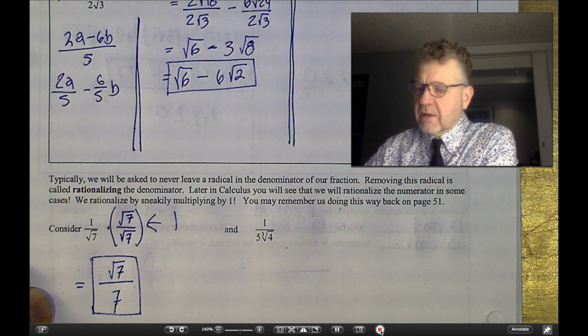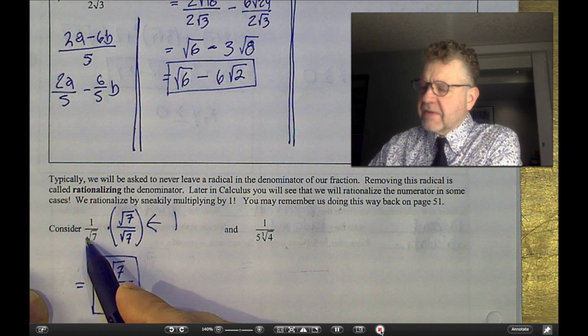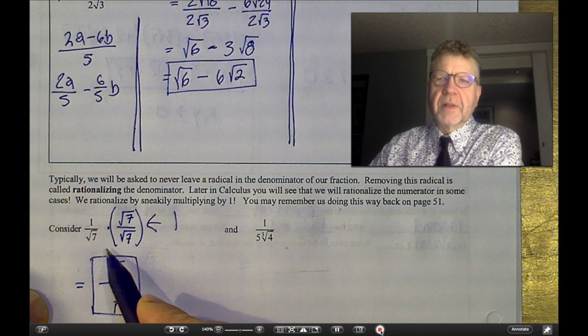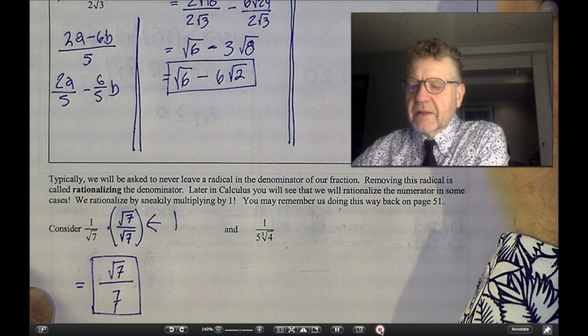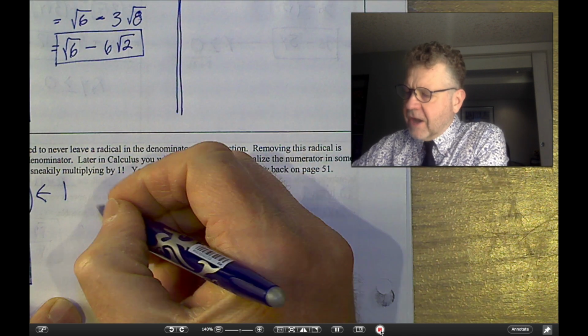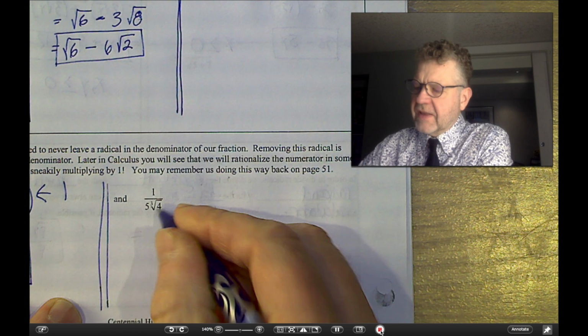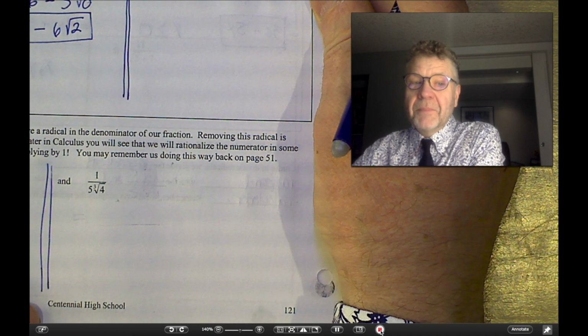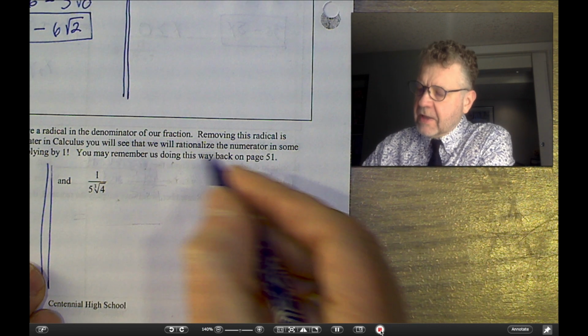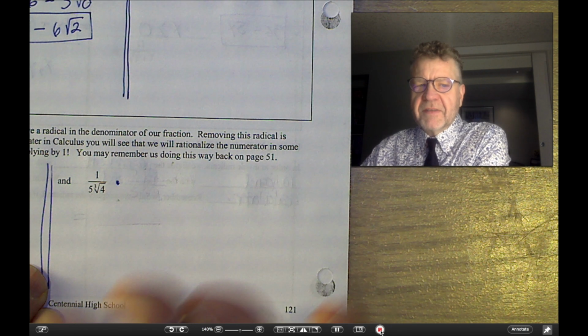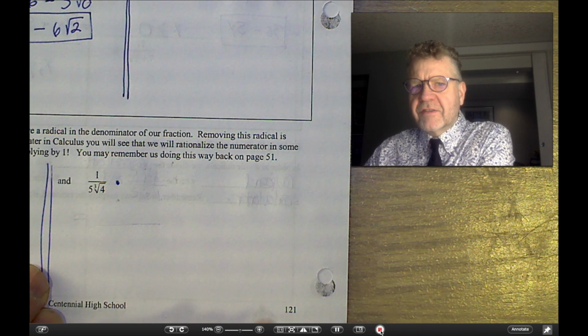All right? So, this was a square root, so all we have to do is multiply it by itself once. Well, what if it's not a square root? What if it's a cube root? Okay, well now we get a little bit more complicated. I'm going to have to multiply again. I'm going to multiply by something that equates to 1.